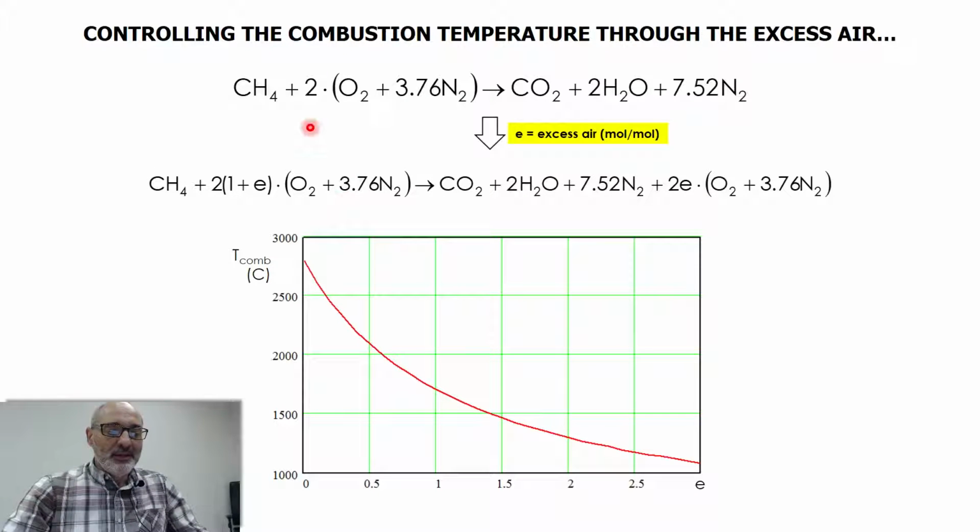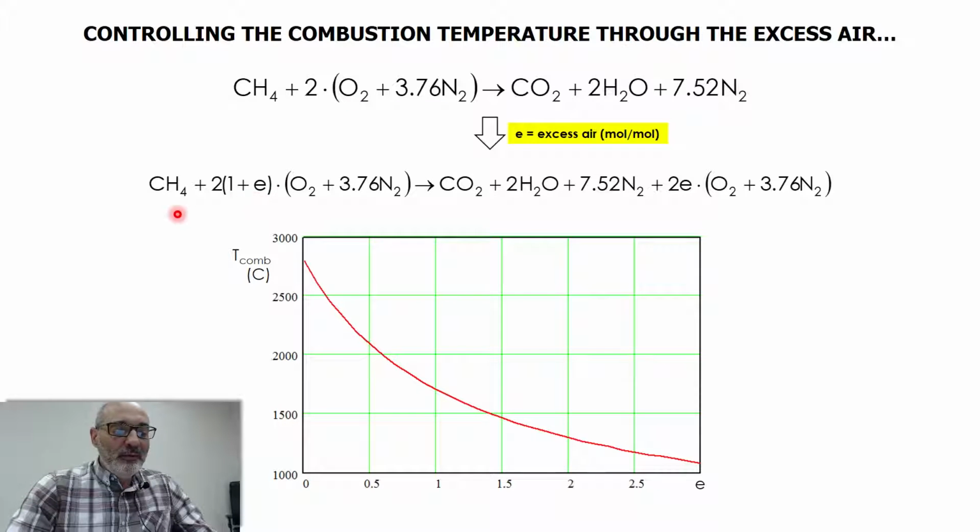Okay? So this is the stoichiometric reaction, as I showed. 2 moles of air per mole of CH4. And if we want to use some amount of excess air, we're going to create a parameter, E, for excess air. We're going to insert this parameter here. So 2 moles is being multiplied by 1 plus E. E is in mole per mole. And when E is 0, we have the stoichiometric reaction, as we did right now.